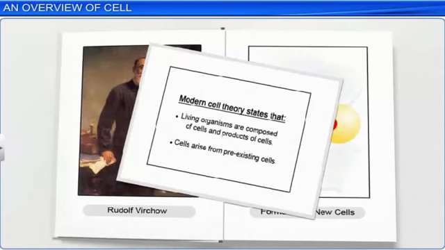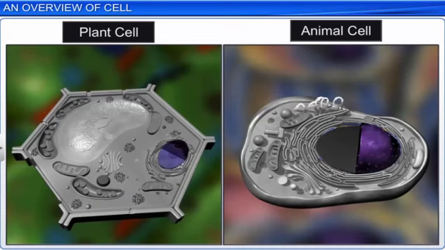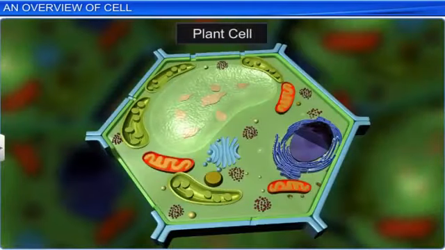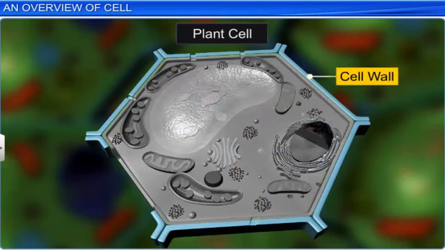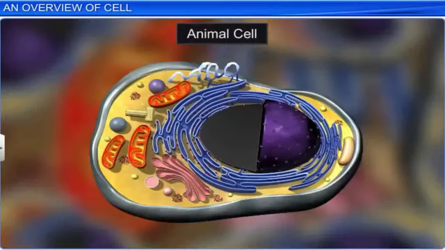Cell research received a further boost with the invention of the electron microscope, as it enabled scientists to observe the structure of the cell. They observed that the structure of a cell varies in plants and animals. A plant cell, for instance, is surrounded by a distinct cell wall on the outside and a plasma membrane on the inside. Whereas an animal cell lacks a cell wall and has a plasma membrane instead that forms the outer cell boundary.